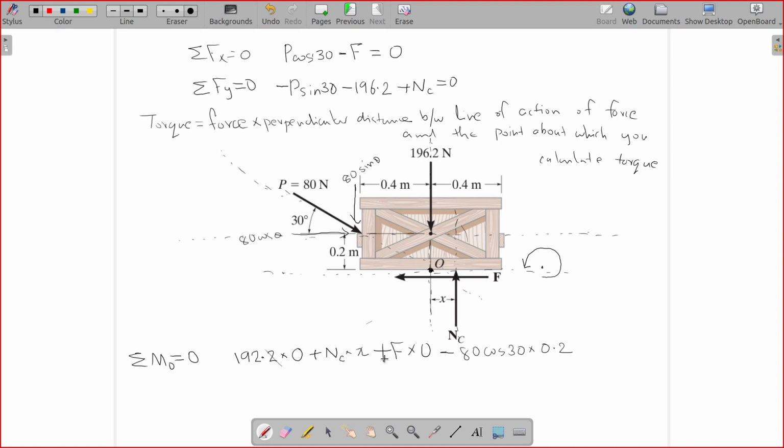Now 80 sin theta, the last component. What is the perpendicular distance between the line of action of 80 sin theta and point O? Will someone tell me? 0.4 meter. So this is the line of action of 80 sin theta. The distance between this line and point O is 0.4 meter. Now does it tend to rotate the object in a clockwise direction or anti-clockwise direction?